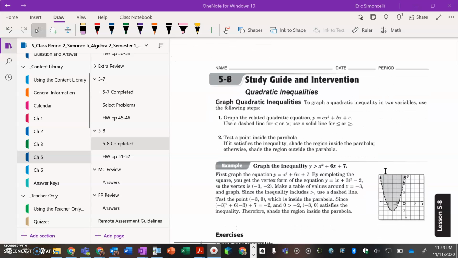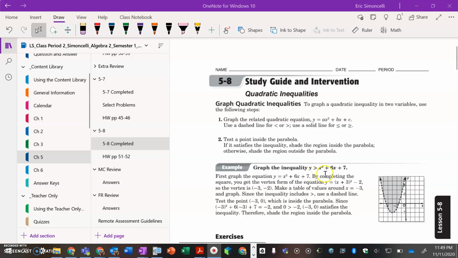So for example, we're going to graph the inequality y greater than x squared plus 6x plus 7. The directions, or the answer key, does indicate first graph the equation y equals x squared plus 6x plus 7. So that's what this parabola entails. It also says by completing the square, you get the vertex form of the equation, y equals x plus 3 quantity squared minus 2. So the vertex is -3, -2. And yes, that is the vertex, as you can see here on the graph.